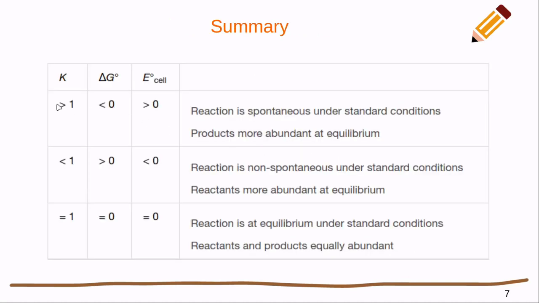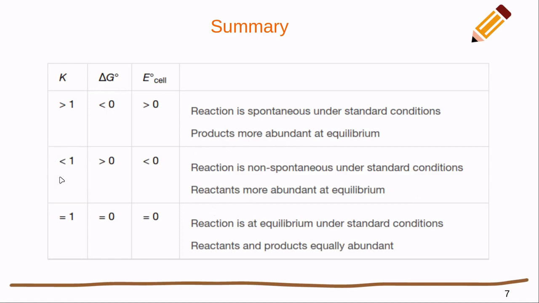We had a table before relating K and delta G, and now we can extend that to include E cell. When K is greater than 1, that means we're going to be favoring our products. Delta G is going to be negative, and E cell is going to be positive, meaning we have a spontaneous reaction. So we're spontaneous under standard conditions, and we're going to favor the products at equilibrium.